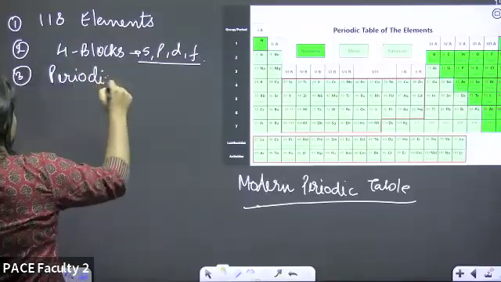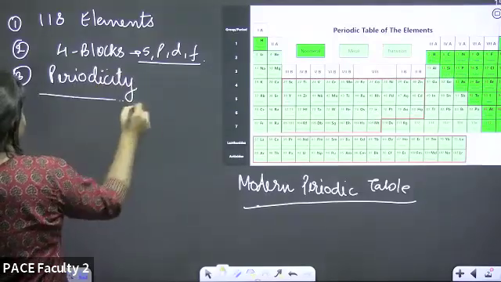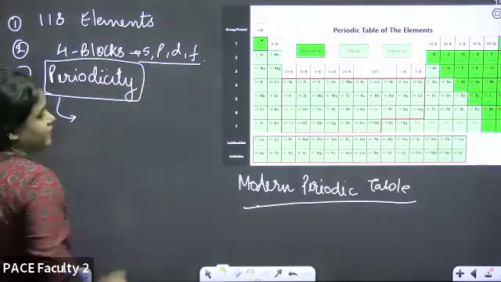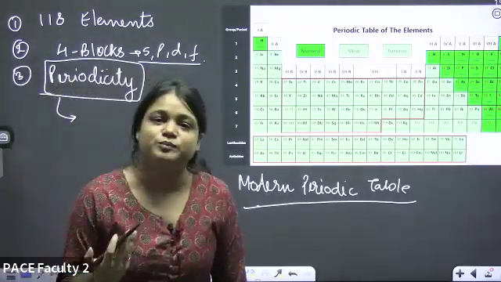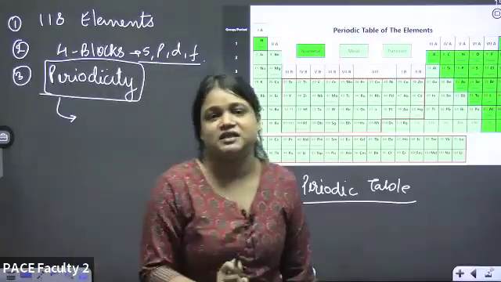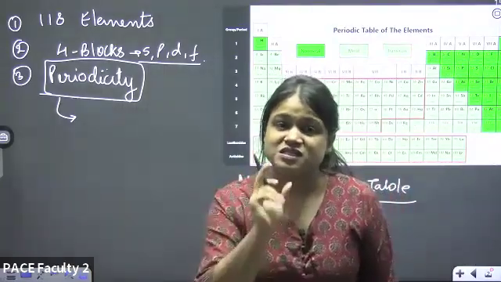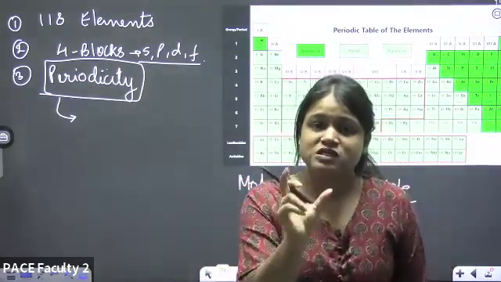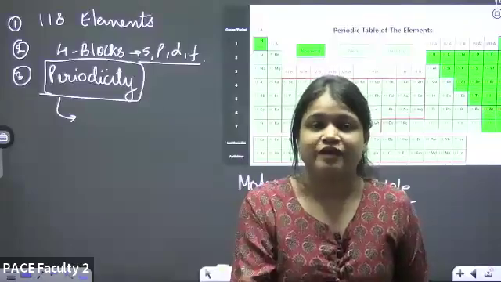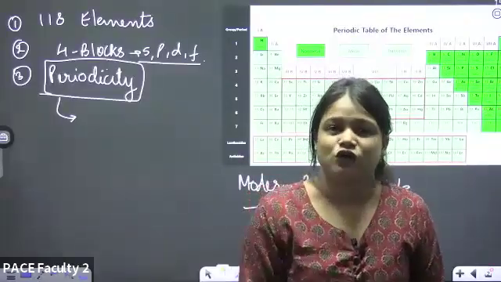Second word is this periodicity. What is the meaning of periodicity? Periodicity is when there is a repetition of properties after a certain interval. Repetition of properties after a certain time interval or a certain numeric interval is referred to as periodicity of properties.